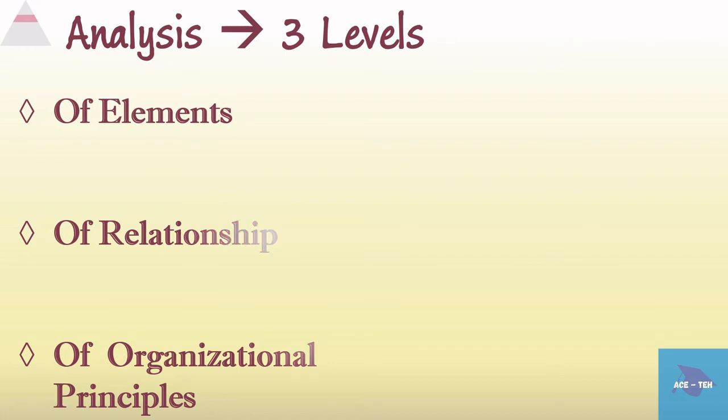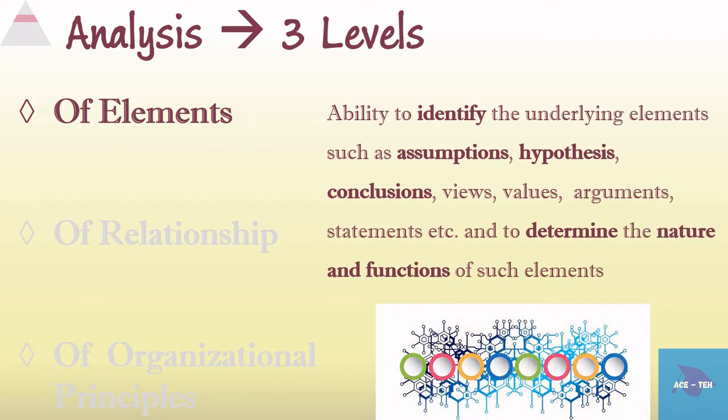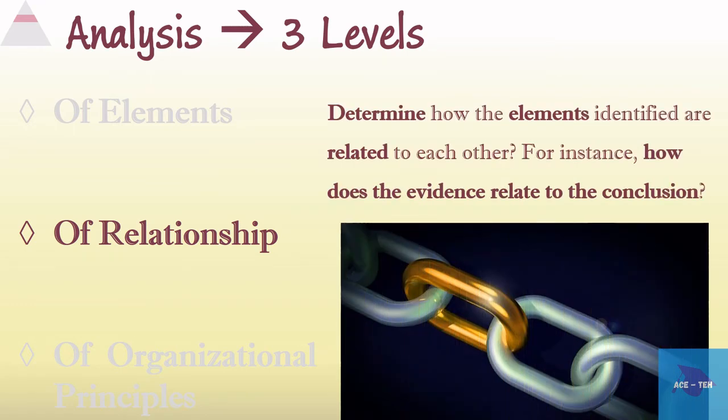Analysis of elements is concerned with the ability to identify the underlying elements such as assumptions, hypotheses, conclusions, views, values, arguments, statements, etc., and to determine the nature and functions of such elements. Analysis of relationship involves trying to determine how the elements identified are related to each other. For instance, how does the evidence relate to the conclusion?